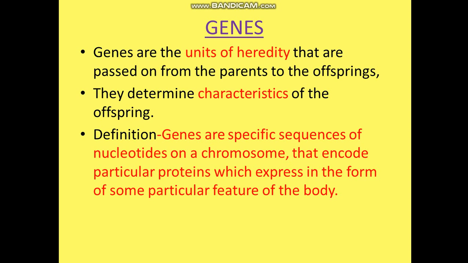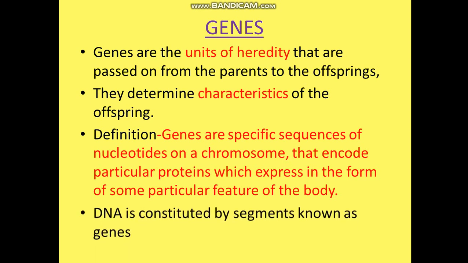So 3-4 things are important here: specific sequences of nucleotides, where? On the chromosome. What is the function? They encode for certain proteins. Why? So that certain features can be present or expressed in the body. Clear? So this is it.